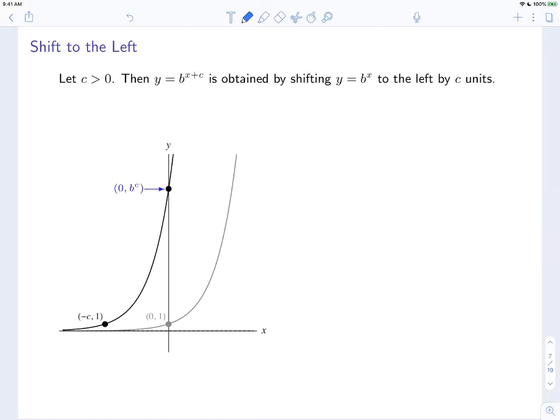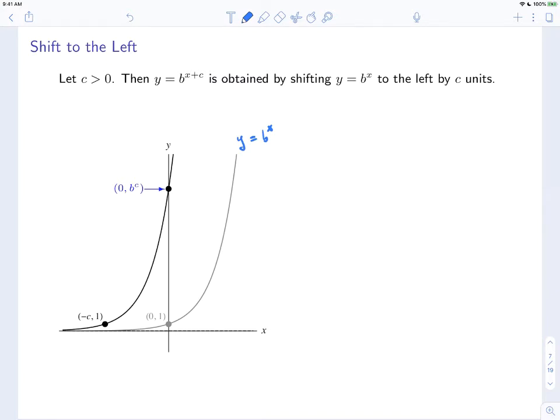You see the same thing when you shift to the left. So again, let's assume that c is a positive number. Then you shift to the left when you add that positive number to x. So now we start with the parent graph y equals b to the x, and we want to graph y equals b to the x plus c. So you obtain this by shifting y equals b to the x to the left by c units. If you see a plus there, you're shifting to the left.